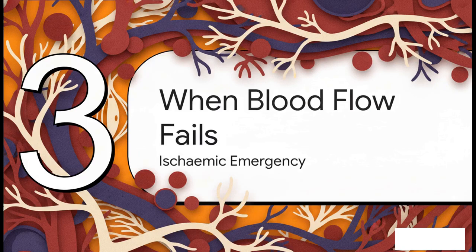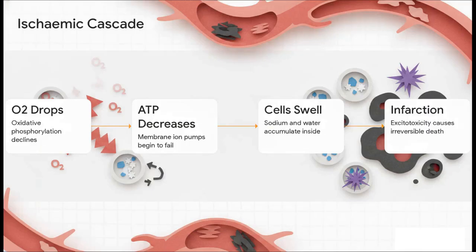Section 3. When blood flow fails, the anatomy of an ischemic emergency. But what actually happens when that autoregulation fails or a total blockage occurs? Let's break down the catastrophic anatomy of an ophthalmic emergency. Remember, retinal neurons have practically zero anaerobic reserves. They just can't survive without oxygen. When blood flow stops, an ischemic cascade triggers in literally seconds.